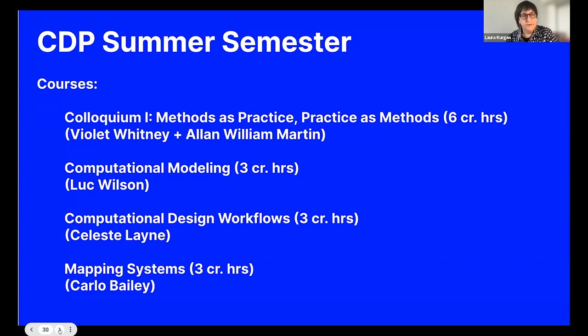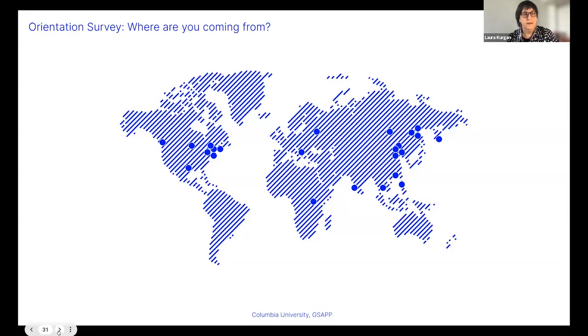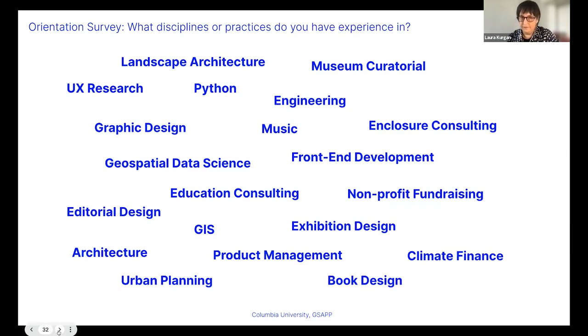So here it is again, the summer semester. Just to reinforce, it's very intensive, the summer, and it's designed to be intensive so that you really dig deep into methods and what they mean for specific practices. The colloquium is 6 credits, and then you do these 9 credits of the seminars. Students have come from all over the world. They also come from a lot of different backgrounds, really from GIS to exhibition design to computer science to data science to graphic design. It's really a great combination of expertise of students.